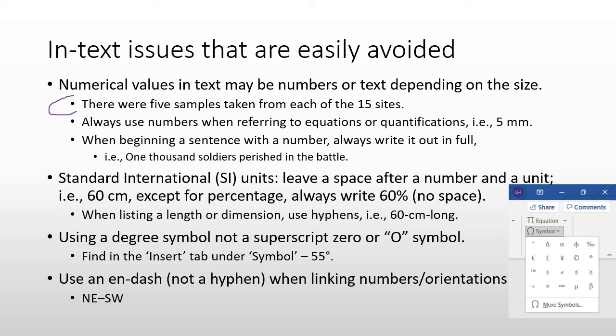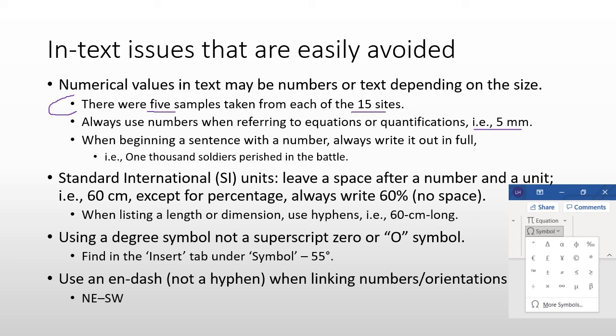If a number is below 10, then you write it out in full. If a number is above 10, then you can write it as a number. So that's typically the convention that people use. Anything below 10 is written with text, anything above 10 is written numerically. When you are referring to a value that is in an equation or quantification, so if you're quantifying anything, then you must use it as a number.